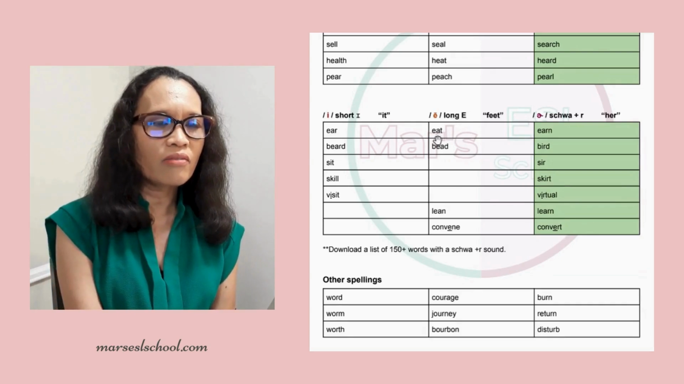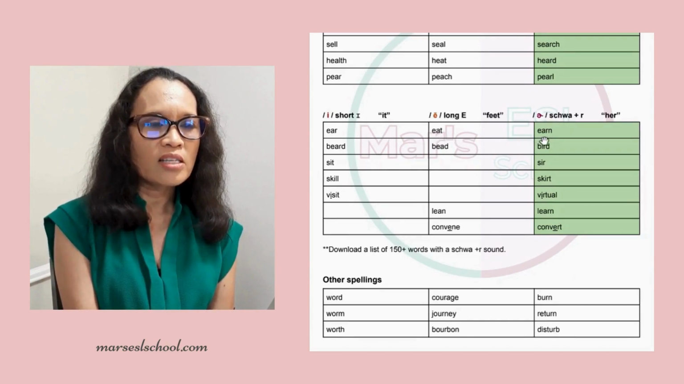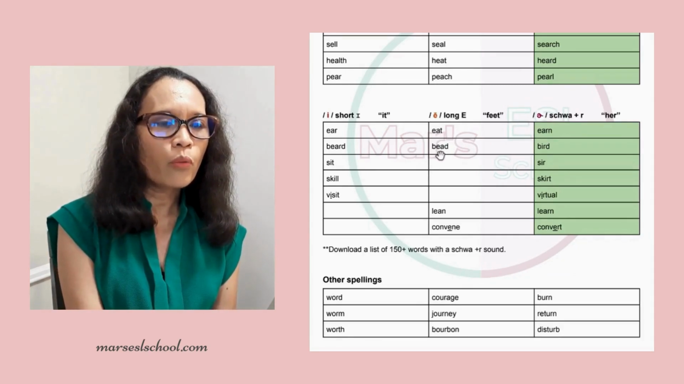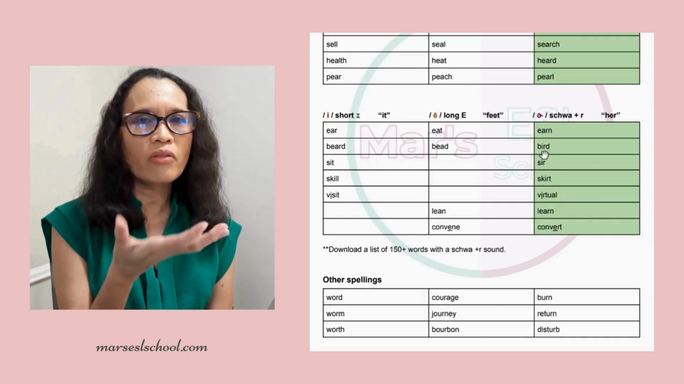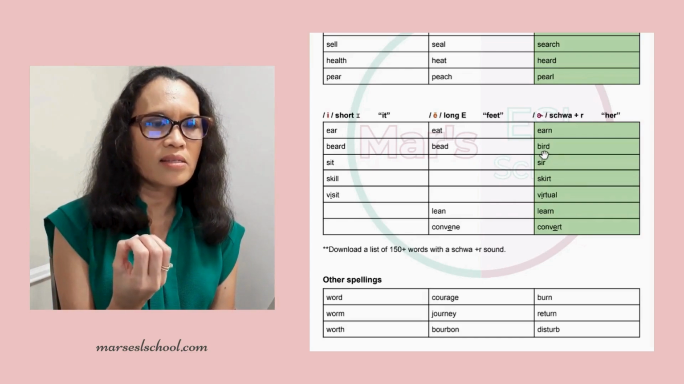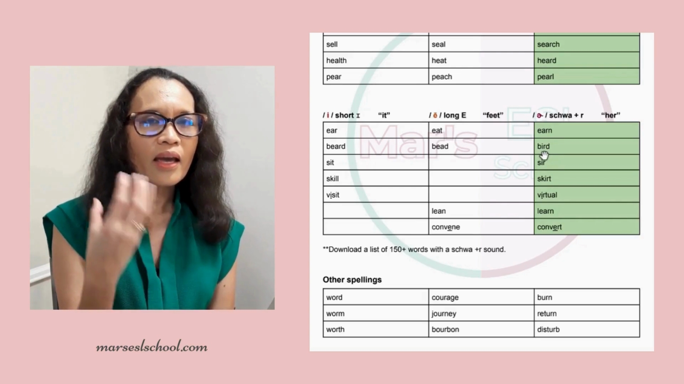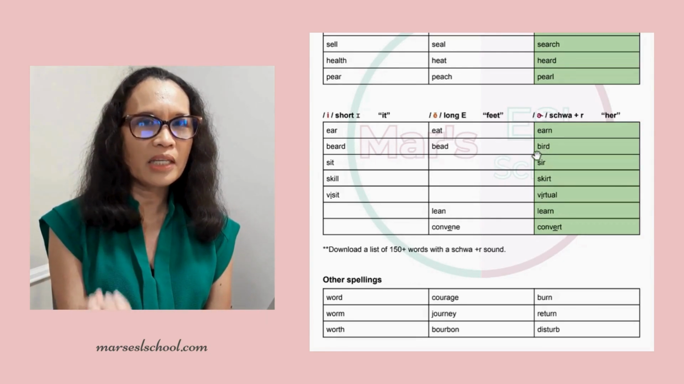And then we have a word with a schwa+r, earn. So eat, earn. Bead, and then we have bird. So always make sure that your lips are accurate and your tongue is curled inside. This one has a letter I in the spelling, and it's pronounced as bird, not beard.